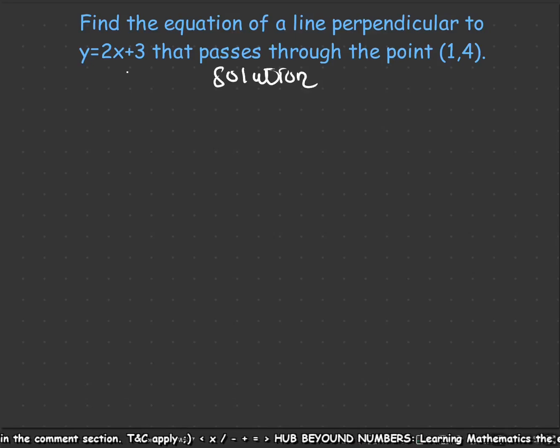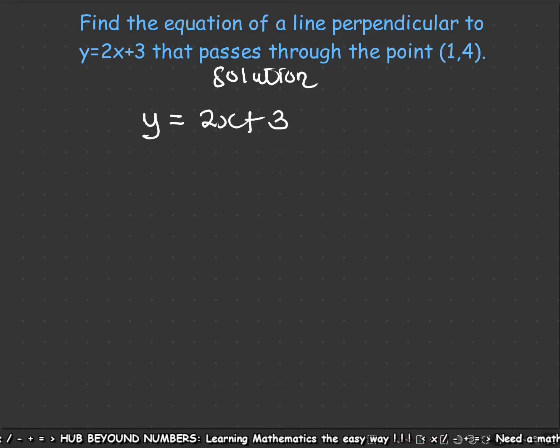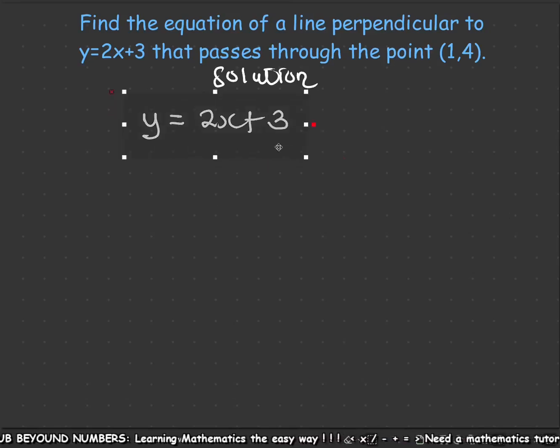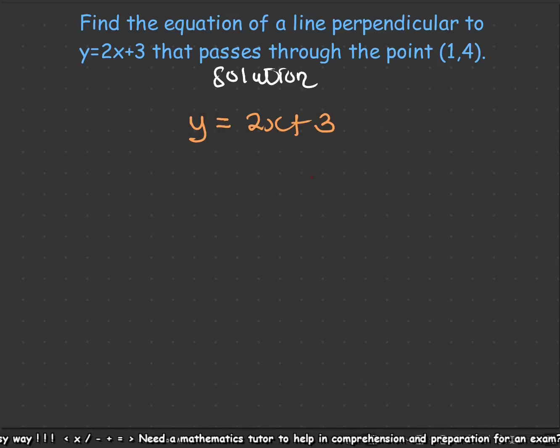Now, from the question, we've been given an equation of a line, and that equation is y is equal to 2x plus 3. For the equation we've been asked to solve for, we are being told that it is perpendicular to this over here. So if it is really perpendicular to this, then it means for the equation we want to solve, its gradient is the negative reciprocal of this.